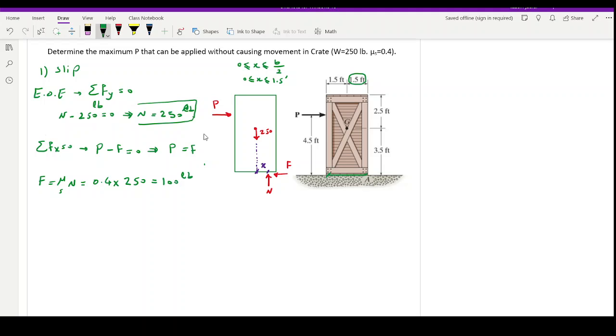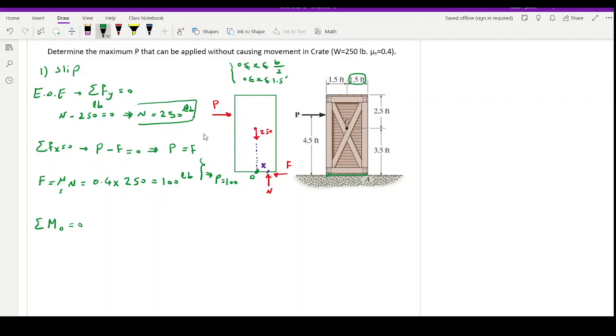So now that F is 100 pounds, from there we can see P is also 100. Now I'm going to write the third equation of equilibrium, which is sigma M, and I'm going to take moment about O, which is this point. By taking moment about O, I'm going to find x and check x with this condition. Now, sigma M about O is again 0.